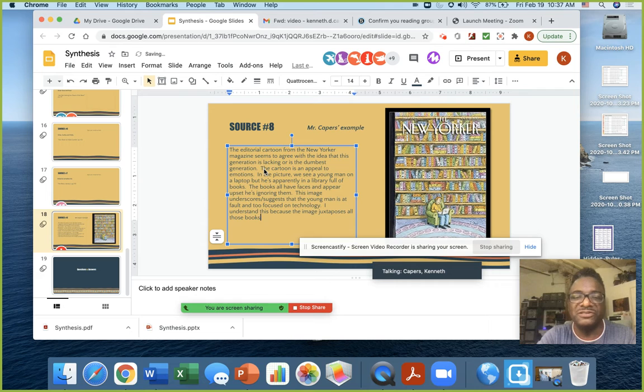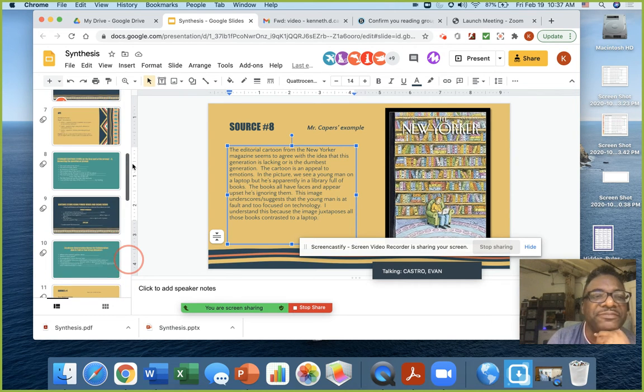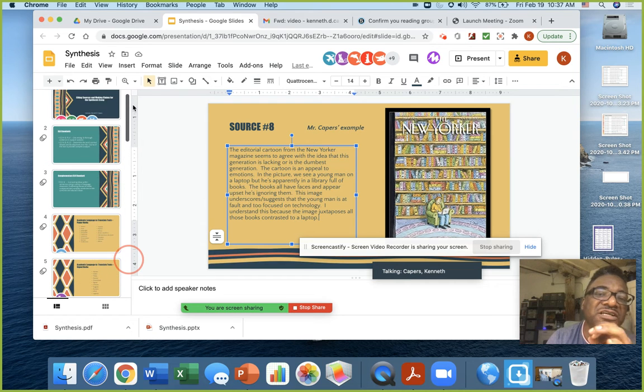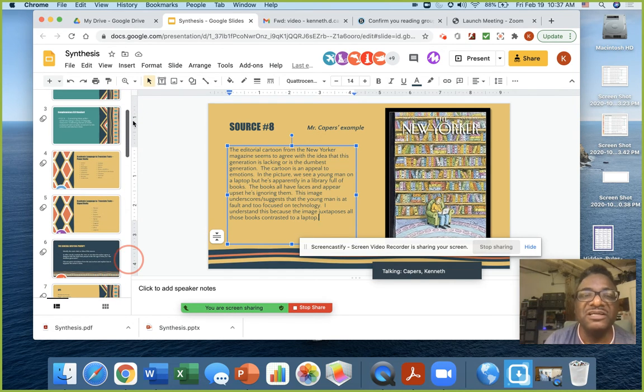all those books compared to or contrasted to a laptop. Yes. The question we're supposed to be answering is like the one with the general writing prompt, right? Where it says identify the main claim or ideas, and then Right. Another evaluate the text. Exactly. Because, and let's be clear, there's nothing here that says the dumbest generation. So I said, no, it seems to agree with the idea that this generation is lacking or is the dumbest generation. So when we read it, it's not exactly going to say I agree or I disagree. Exactly. It's like the way they word it. Right. And then when we write the little paragraph, we got to put a word from one of the little things. Right. We're trying to get you to start using that academic language.